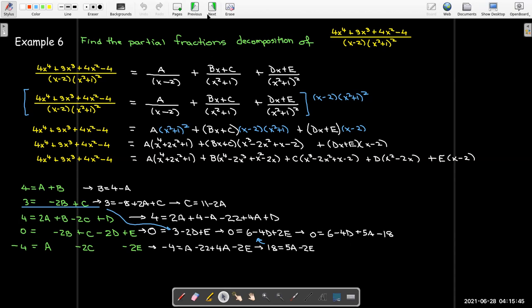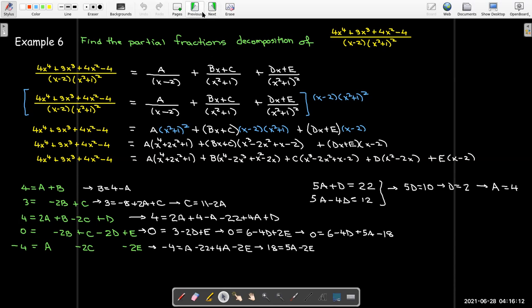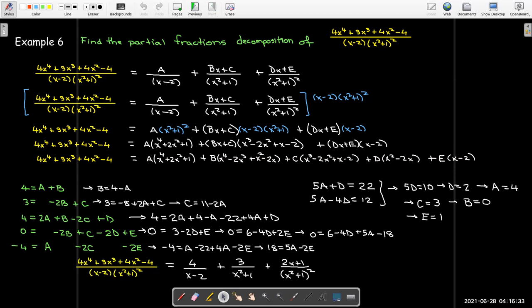And so now, if I simplify the third equation, that comes out to be 5A plus D equals 22. The fourth equation, if I simplify that, is 5A minus 4D equals 12. And I can go ahead and solve that. If I subtract the bottom from the top, I'll get 5D equals 10. So D has to be 2. That makes A equal to 4. And now I can go ahead and find B and C, as well as E, from the value A equals 4. And now that I know all of the unknowns, I can write out the partial fractions decomposition.